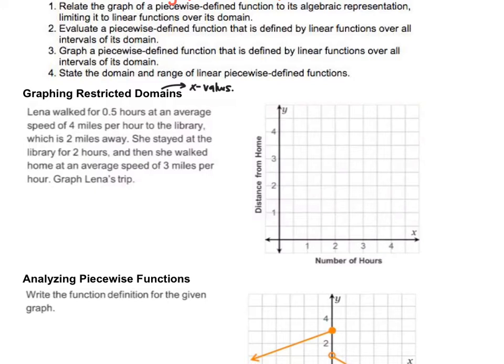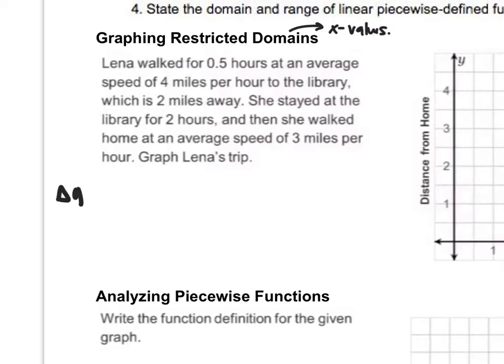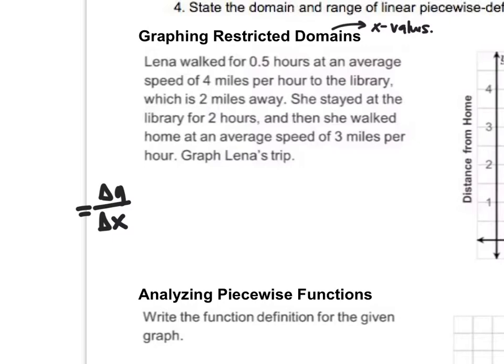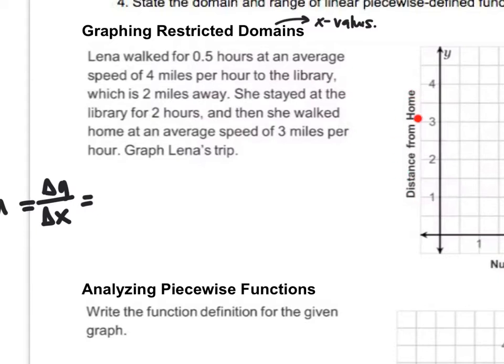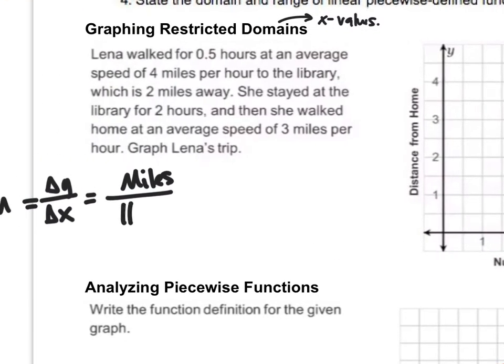So what I notice is that my x values are hours, my y values are distance from home. Now what I know is that if I take the slope, the change in y divided by the change in x, my y was a measure of distance. So this is distance from home, in miles, divided by my x value, which is number of hours, so miles per hour. So when they talk about 4 miles per hour walking to the library, and then 3 miles per hour walking away from the library, that's talking about the slope, okay? So that's where those numbers come in.